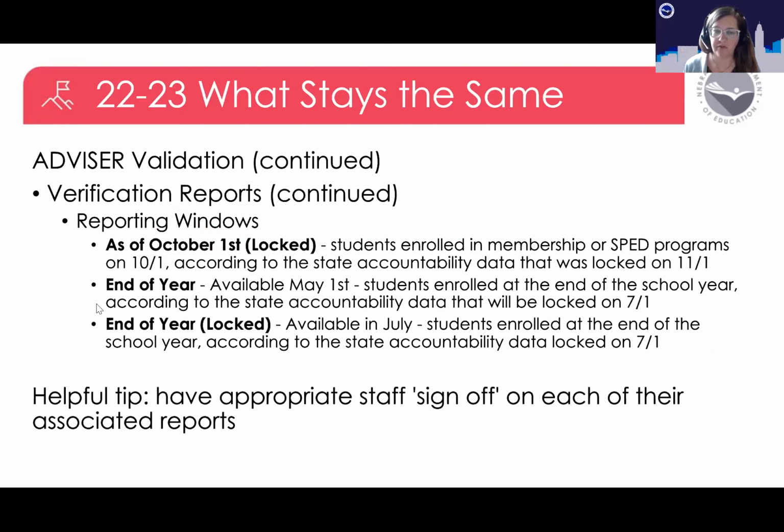The same philosophy is for your end of year reports. So starting earlier this month, any reports that had that end of year window is going to display those. So these are the kiddos who are enrolled at the end of the year. And this is the data that's going to be locked on or around June 30th, that deadline. So once the locked reports are ready in July, you'll be able to see the data that was locked at the end of the year.